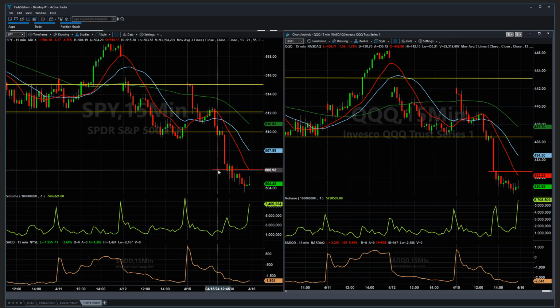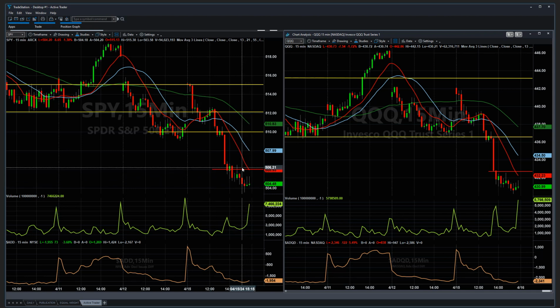Now, these are not exact points. These are basically areas, as any support and resistance level is. It's an area. It's not an exact point. If I happen to get an exact point and the market comes to that exact number, that is just luck on my part. But I look at these as areas.